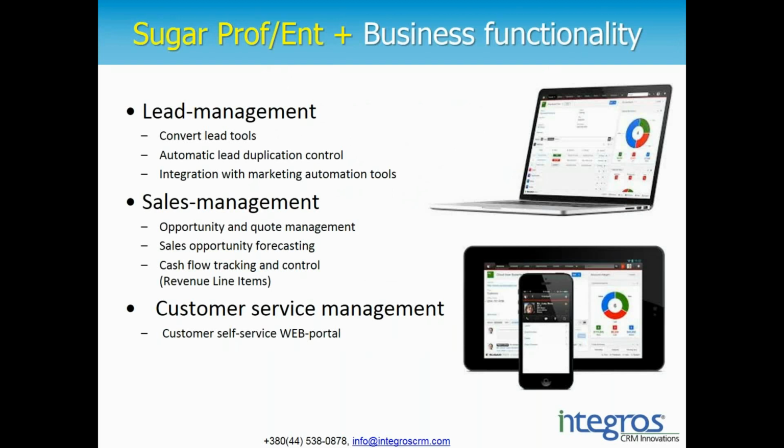So let's start with the business functions, because the business functions are what the user sees, what is of interest to the business and the owners. The commercial version functionality can be split into 3 functional domains. For lead management and marketing, there is a convenient tool for converting leads into other objects of the CRM system that greatly simplifies the collaboration between marketing and sales.